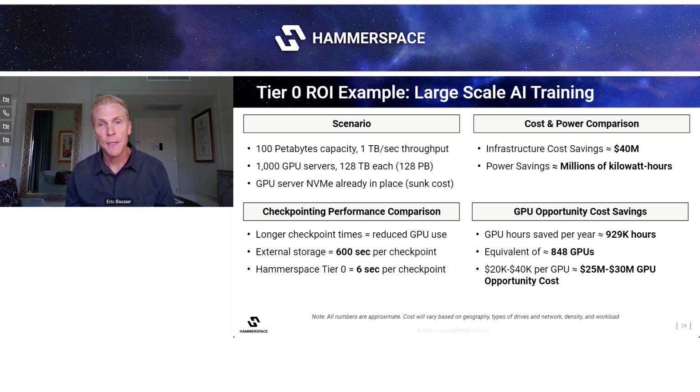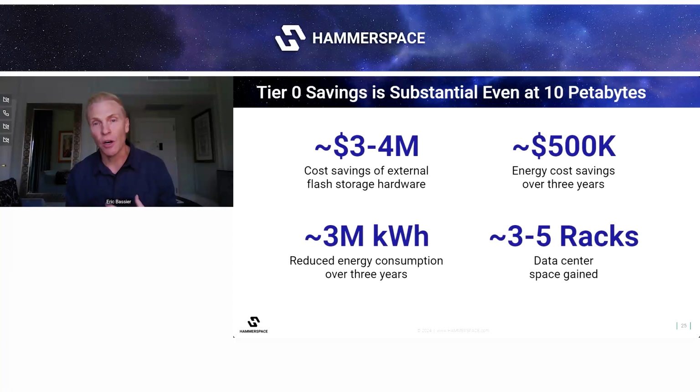Another way to say that, it's like adding about 10 to 15% more GPU computational capacity with your existing investment, with the GPUs that are there today. So this is really powerful. Now, this is obviously for a very large scale environment, but Tier 0 has an excellent ROI at any scale.